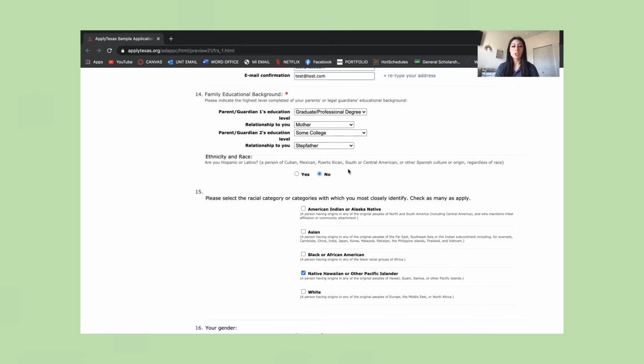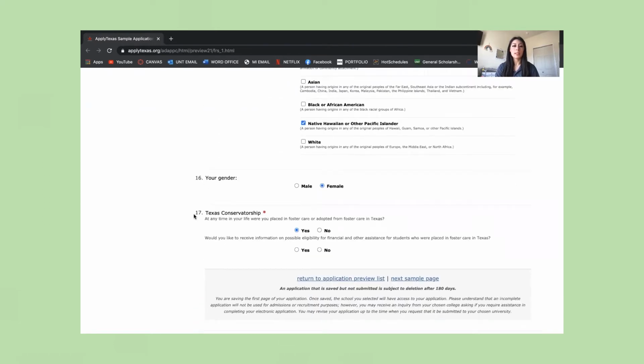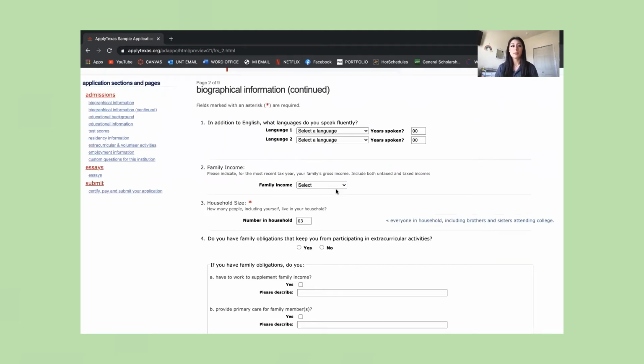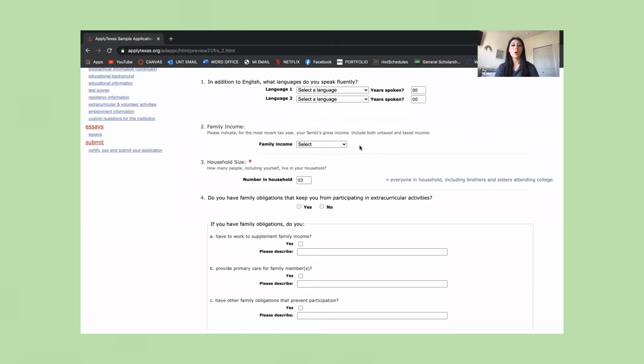Here we have family, educational background, ethnicity and race, gender, and then number 17 is going to be case by case if you were placed in foster care or adopted. Now, the second part of the biographical information is going to be just a little bit more specific. It's going to be asking you what languages you speak, family income as well. And so it's going to be through brackets. Just make sure that you don't have to have the exact number. Just know around where your family income lies between these numbers.